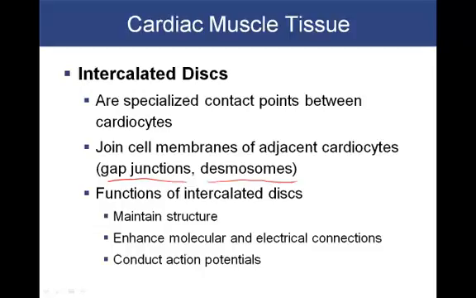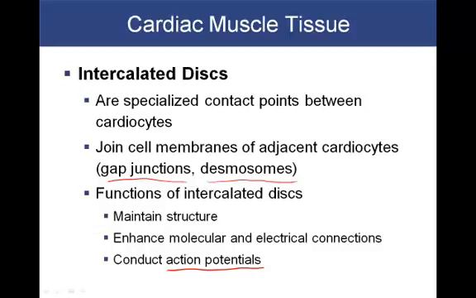So this is a way of connecting these cells together. And they function to maintain structure. They enhance and conduct action potentials. And this is probably largely the more important characteristic of the intercalated disc.